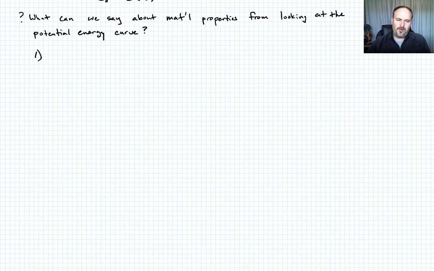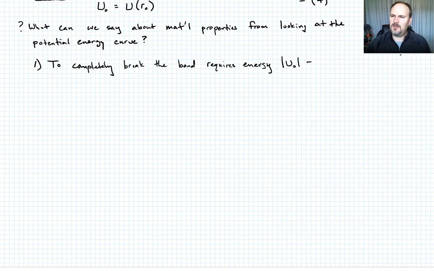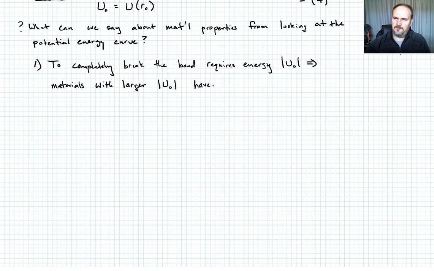The first one I think is probably the most obvious, and we talked about this last time: to completely break that bond, we have to give it an energy equal to the magnitude of U naught. So to completely break the bond requires us to add an energy of the magnitude of U naught. What does that mean? Well, materials that have higher magnitudes of U naught are going to be harder to break apart, and that's going to drive up the melting temperature. So let's say that materials with larger U naught have higher melting temperatures.